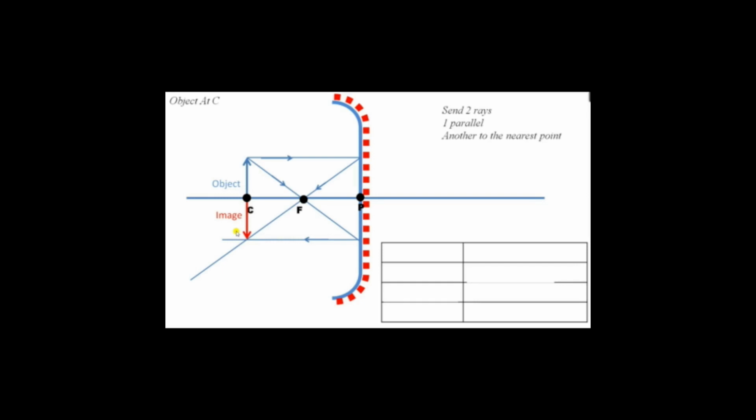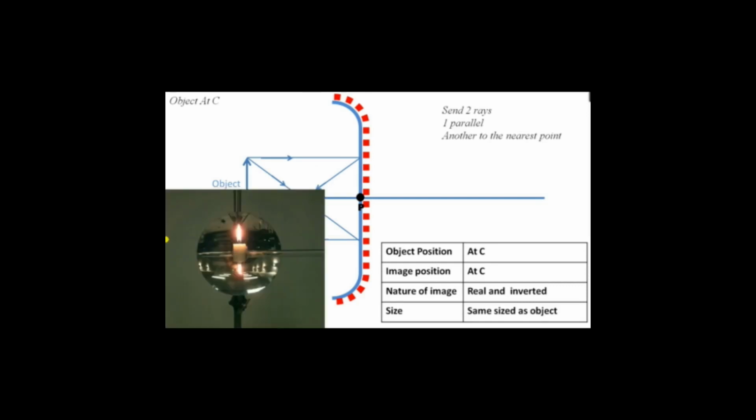So I'll draw the table. Object position is C, image is also C. The nature of the image is inverted and real. Inverted is always real, so the nature is real and inverted. As you can see, the image is inverted and it is in the front side, that is the real side of the mirror. And size, this time it is the same size as the object. So now this is the example.